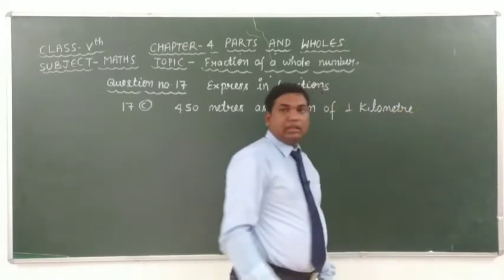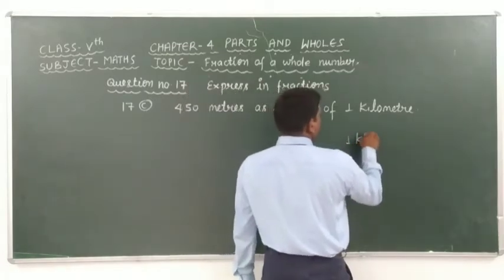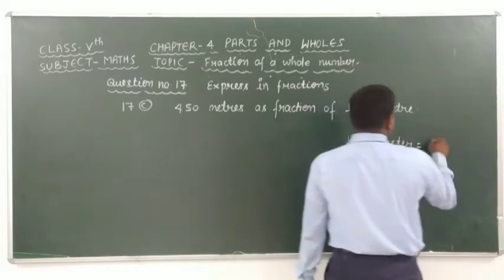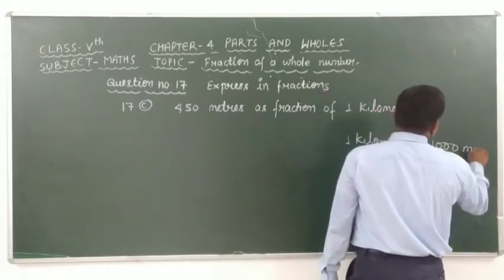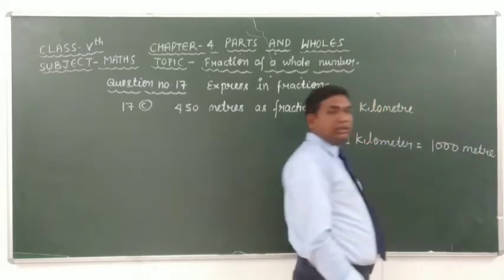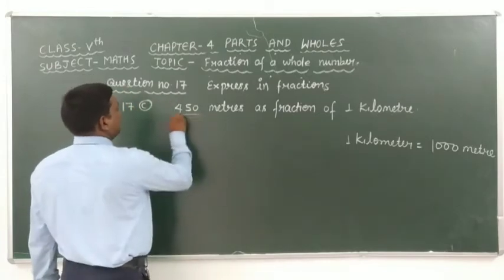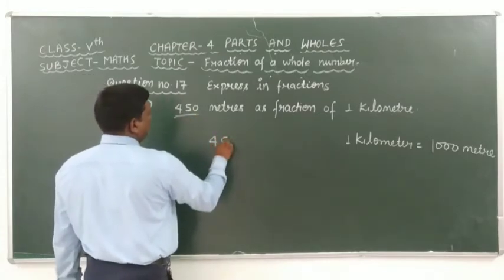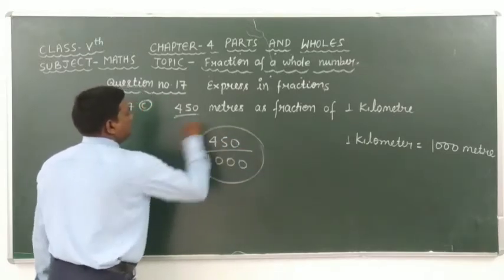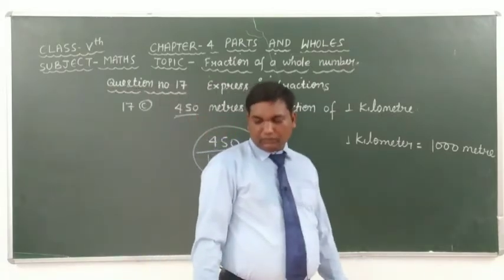Dear students, we know that 1 kilometer has 1000 meters. Therefore the fraction is 450 over 1000. The fraction is 450 over 1000. Understand?